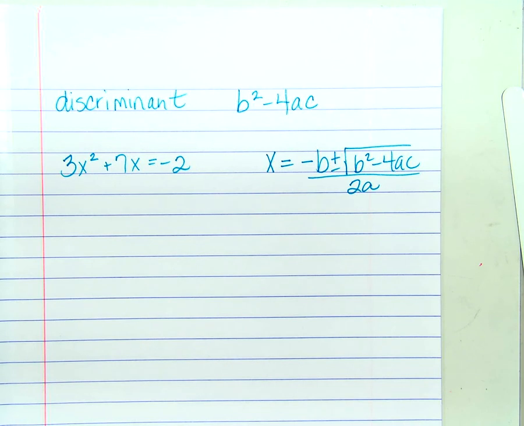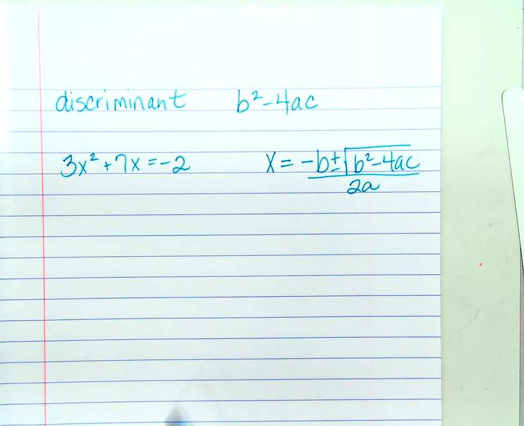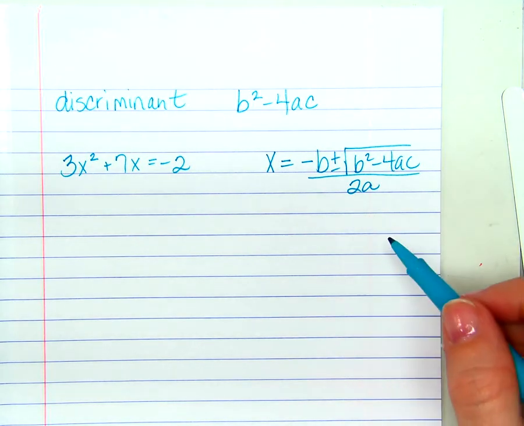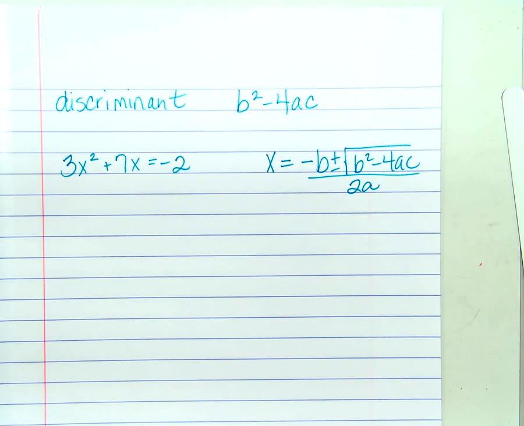It doesn't do any good to know such an amazingly cool song if you don't know what it's for. What is it for? How does it start? X equals. What are we doing with this? We are getting x by itself. We are solving for x. This is called the quadratic formula for a reason, because we can solve quadratics with this formula. Does everybody understand that?